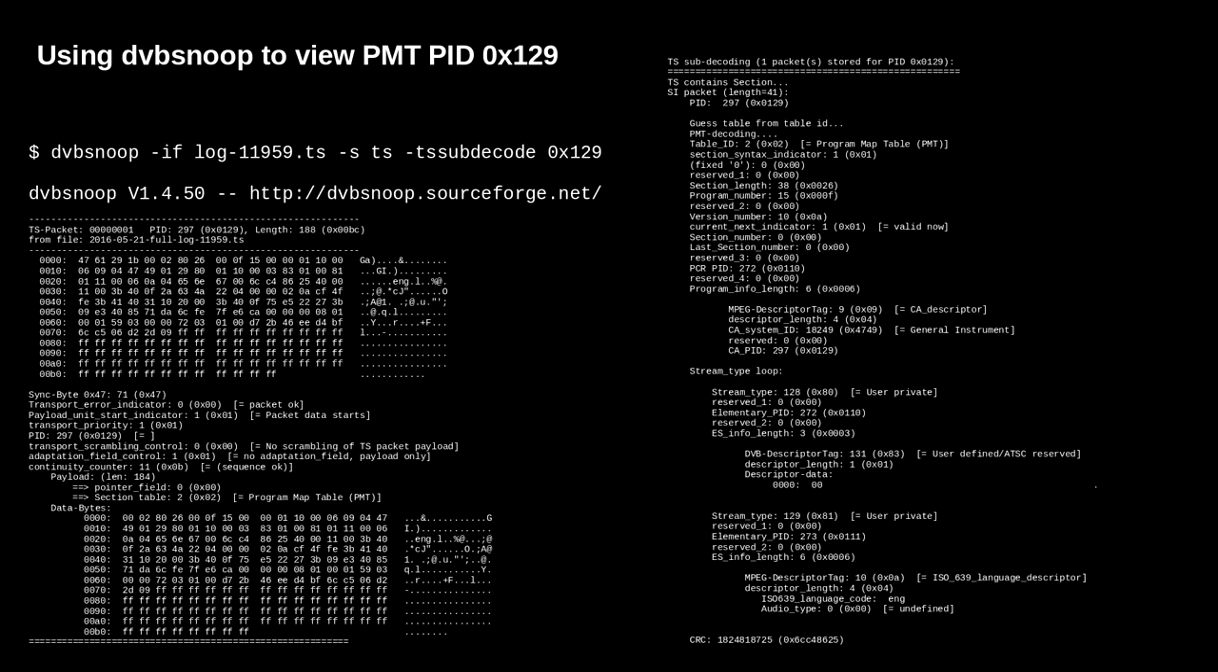DVB Snoop also doesn't recognize all of the DigiCypher 2 tables because it's a non-standard system, and DVB Snoop is targeted towards the standard systems. So DVB Snoop may not be able to tell you everything about the transport stream, but it was still a very useful tool for all the information that it can provide.